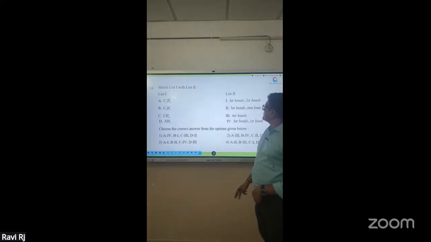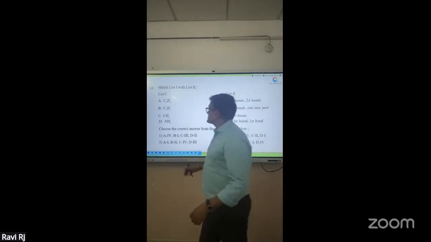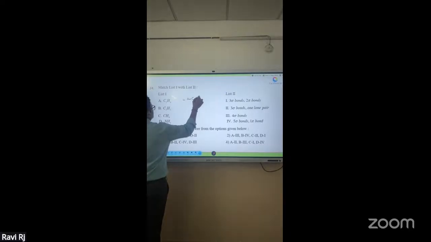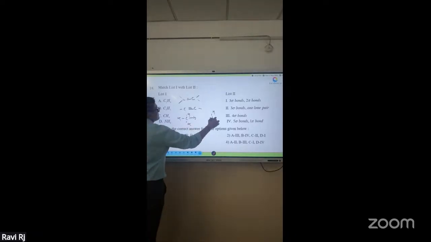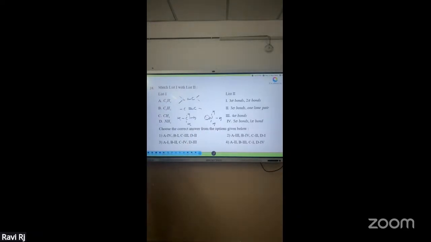Now we have a list of compounds that you have to identify. Simple questions. You have been given ethene, ethyne, methane, and ammonia. You just have to figure out how many sigma and pi bonds are present. You can see that ammonia has 3 sigma bonds and 1 lone pair. So ammonia is matching with 2, that is D is matching with 2. You have to figure out only one option to tell the remaining, right?